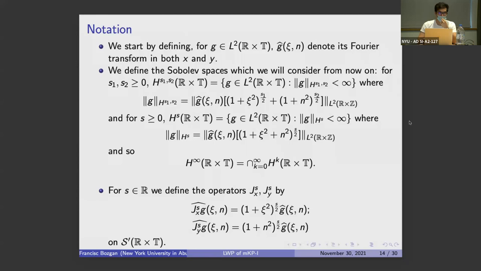Here, when you say s1 in x, s2 in y, you are not putting the product, it's the sum. Yes, you can also think about the product. You can think about the space as H^{s1} in x with values in H^{s2} in y. That's a different space. Perhaps there are problems with embedding, with H^s in both variables.